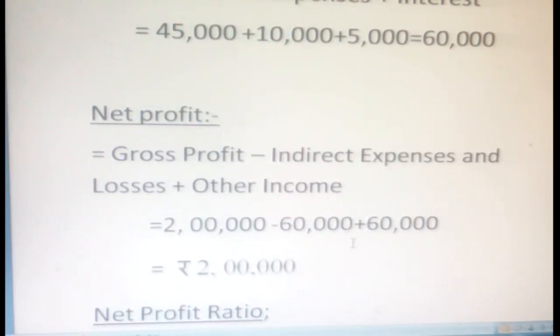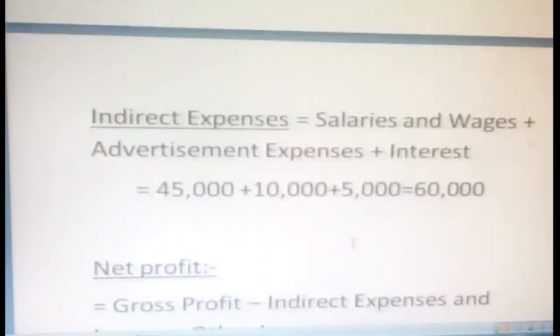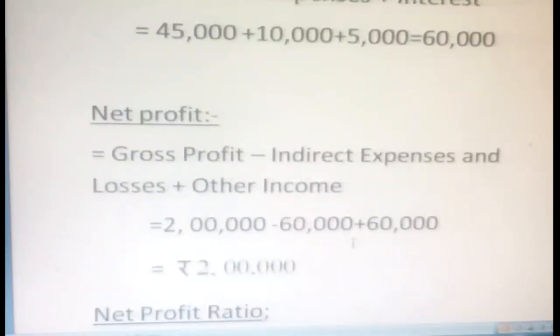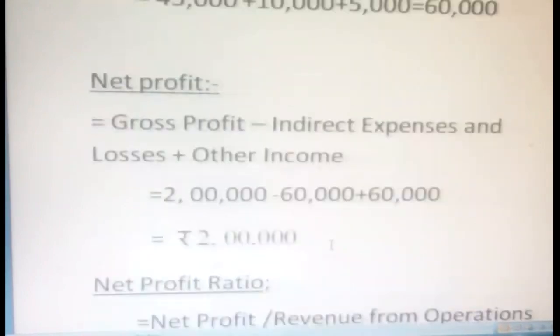So what is our gross profit? 2 lakhs minus our total indirect expenses, which comes to 60,000, then plus other income, also 60,000. We get 2 lakhs. So 2 lakhs minus 60,000 indirect expenses plus 60,000 other income. Finally, we got net profit 2 lakh.